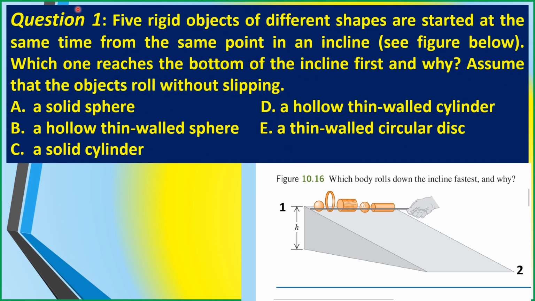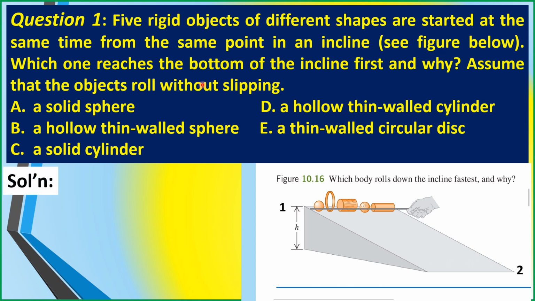So for our question, five rigid objects of different shapes are started at the same time from the same point on an incline as shown below. Which one reaches the bottom of the incline first and why? We will assume that the objects roll without slipping. Choices are letter A, a solid sphere; letter B, a hollow thin-walled sphere; letter C, a solid cylinder; letter D, a hollow thin-walled cylinder; and letter E, a thin-walled circular disc.